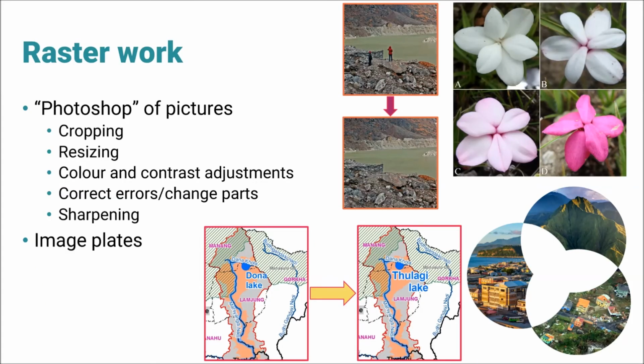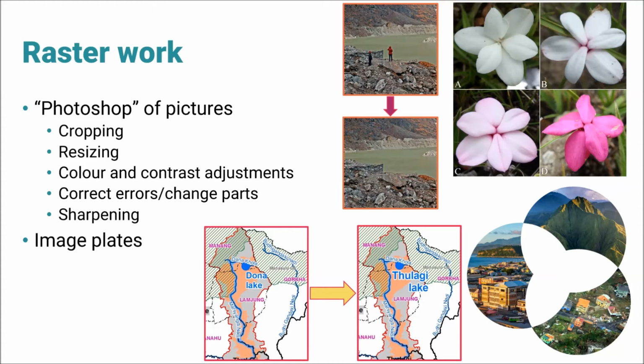Then where raster work might become applicable is basically just being able to Photoshop a picture. So obviously Photoshop is a brand, but it's one of those terms that becomes synonymous with image editing. The picture will be Photoshopped. So cropping, resizing, adjusting color and contrast and exposure, correcting errors. So for example, there's a photo of a glacial lake from Nepal, and there were people in the photo, and maybe you don't want people in your photo, so then you just Photoshop them out. That's something that you can do in GIMP. It's really quite easy to do. Color correction, all that kind of stuff. Sharpening blurry images, quite useful to have.